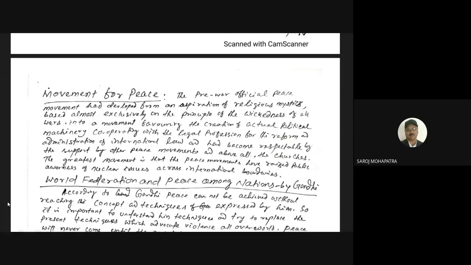The official peace movement had developed from the aspiration of religious pacifists, based almost exclusively on the principle of the wickedness of all wars.